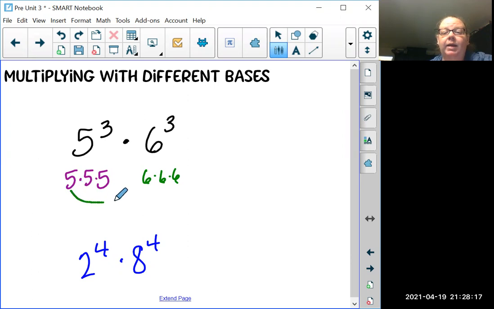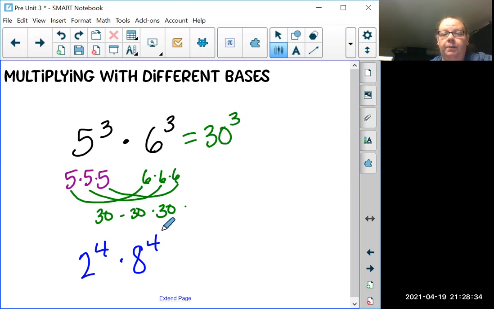However, I can combine these, and I could get 5 times 6, which would give me 30. I can multiply these two, 5 times 6, which would give me 30. And I can multiply the last two, which would get me 30. So then I would have 3 30s. So this is going to be 30 to the 3rd. Right? Because I can put each one of these together.